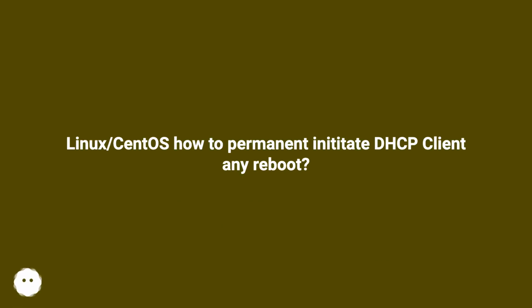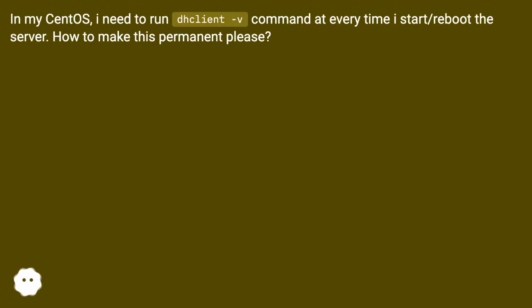Linux CentOS: how to permanently initiate the DHCP client after every reboot? In my CentOS, I need to run the dhclient -v command every time I reboot the server. How do I make this permanent, please?